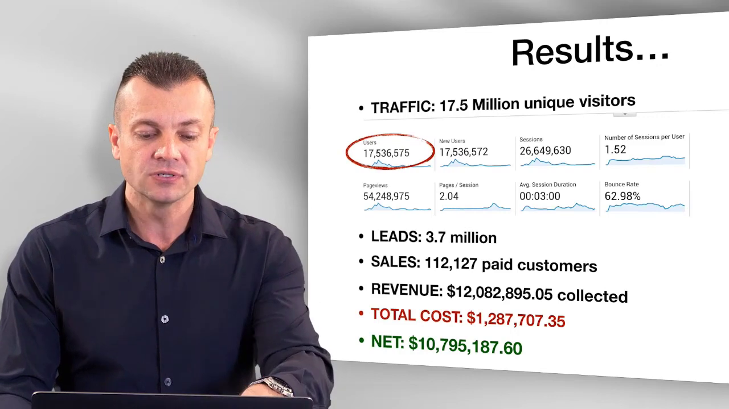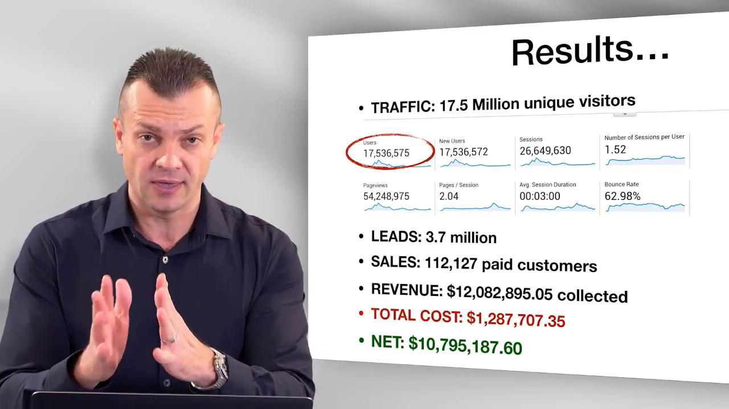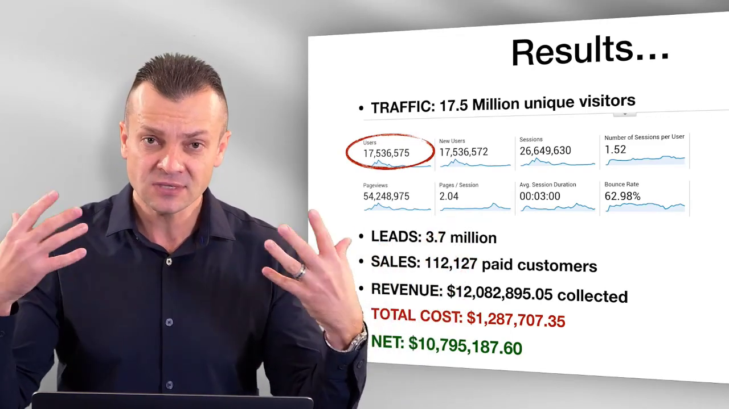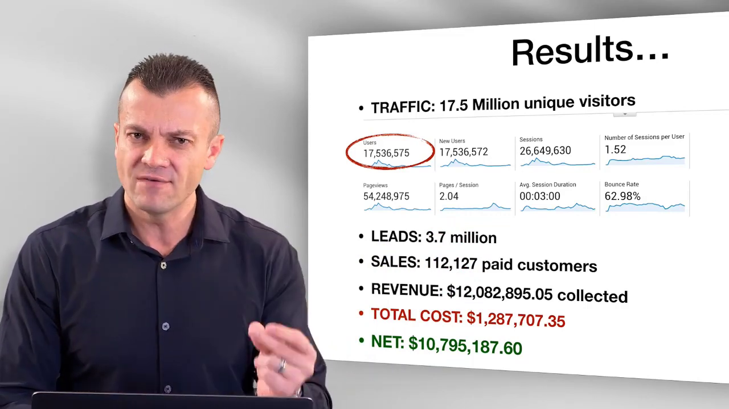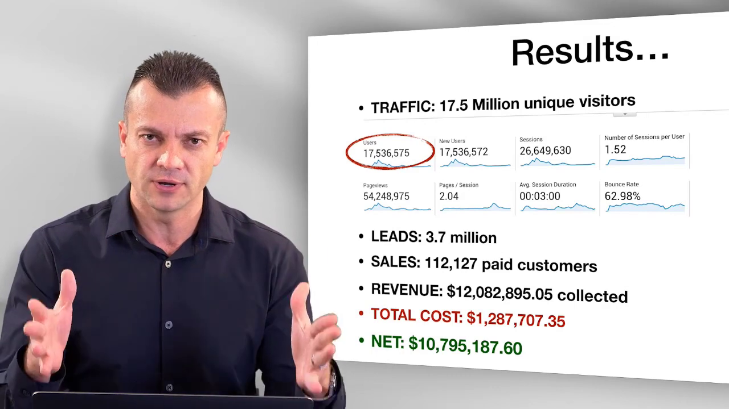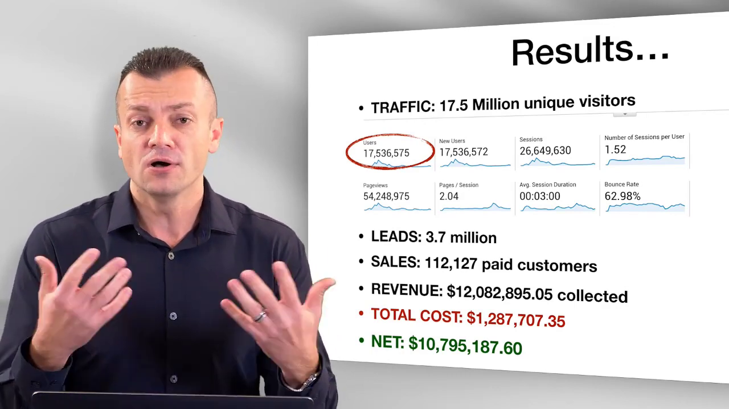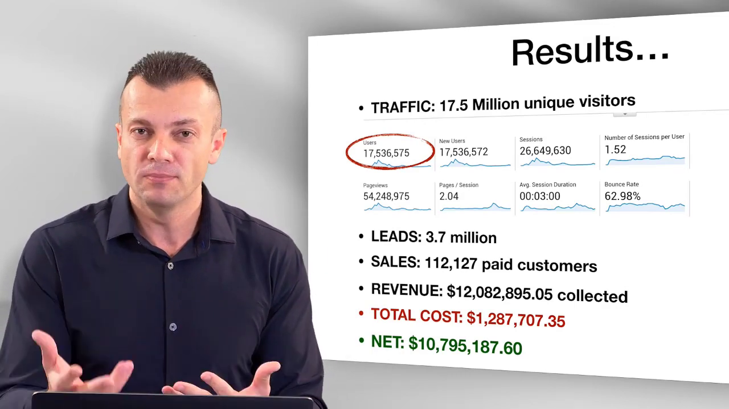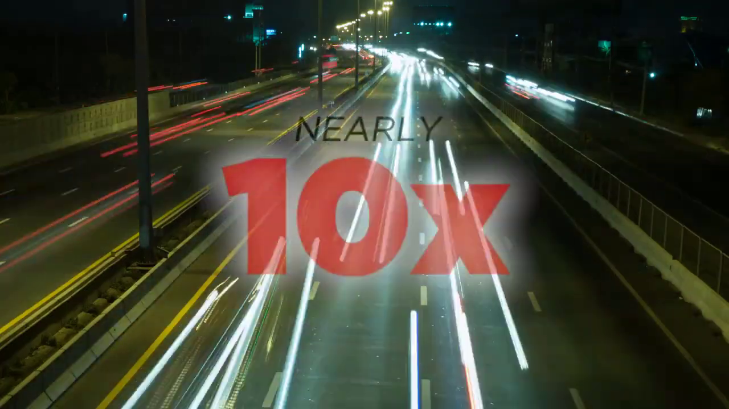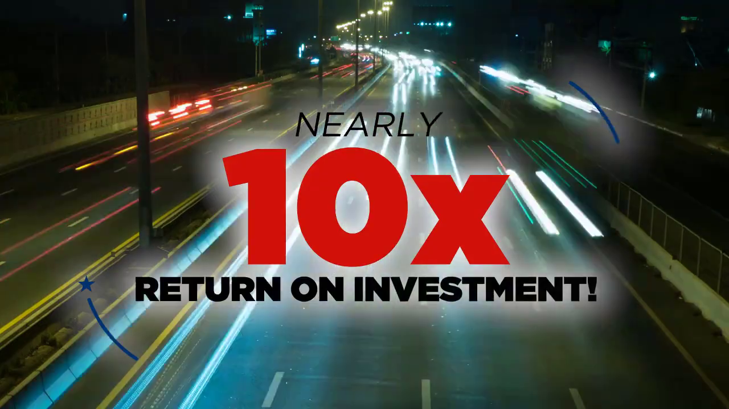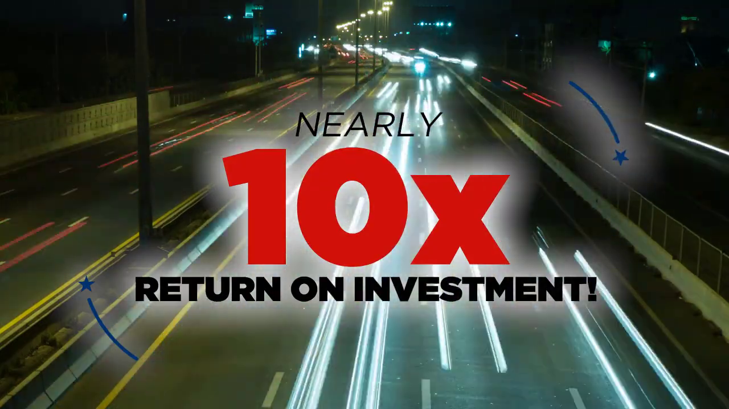So before we do the math, here is what it cost me for this particular campaign. Again, this is over 36 months. On average, we were generating over 450,000 visitors every 30 days like clockwork during this campaign. It cost us $1.2 million to run this campaign. However, the return on that investment has been almost 10 times, like 9.85. So it generated a net profit of over $10 million.